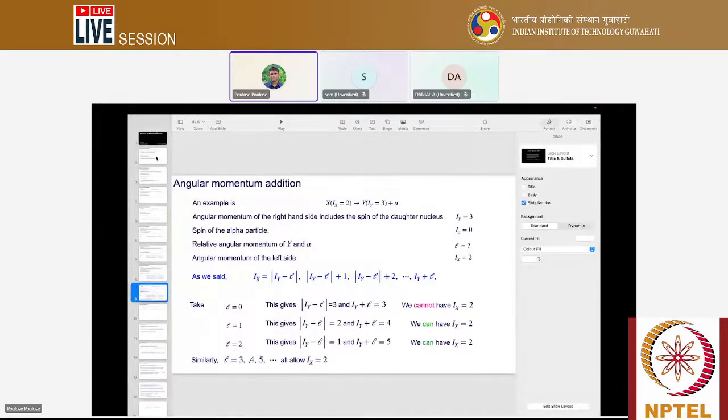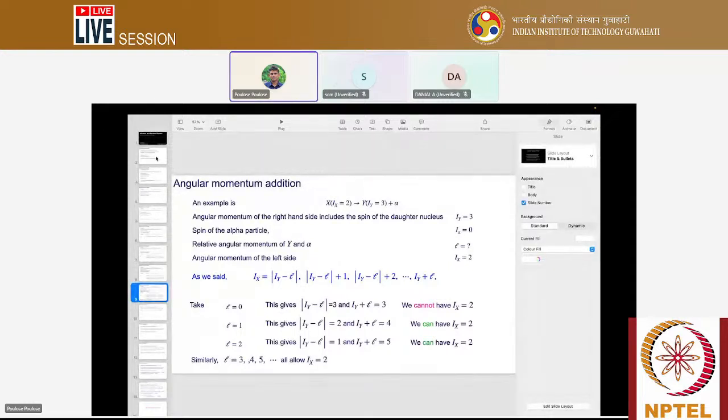Similarly, you can see that all other values are allowed. So L equal to 1, 2, 3, 4, 5, etc. are possible values of L in the case of Ix equal to 2 and Iy equal to 3. Usually, the lowest one is preferred in an interaction. That's because when we actually compute the probability for this decay, the lowest value will have much higher probability compared to the higher ones. So in this case, it could be 1.